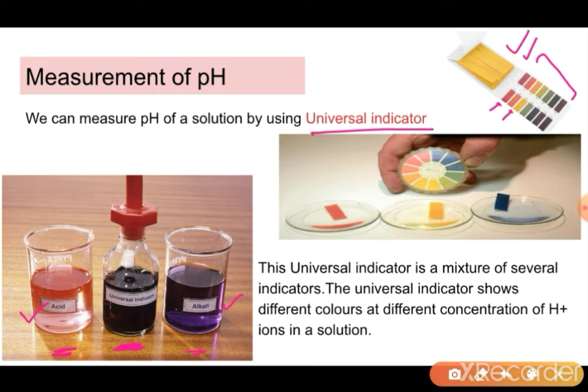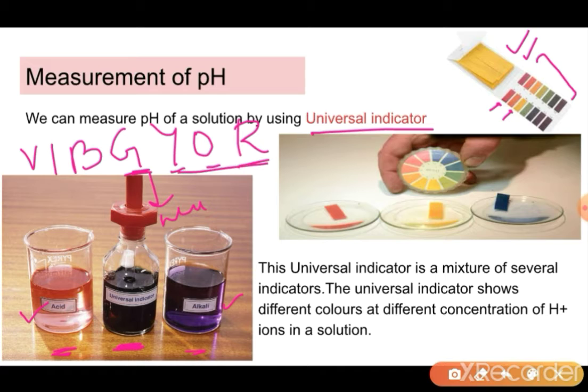On the paper also, the range is given by markings. By the marking we can check what the pH is. Otherwise we can remember this rule, VIBGYOR, which you must have remembered. Green stands for a neutral solution, and yellow, orange and red tell us about acidic. If the solution is yellow, orange or red, then the solution is acidic in nature. And if the solution color comes out to be blue, indigo or violet, then the solution is basic in nature.